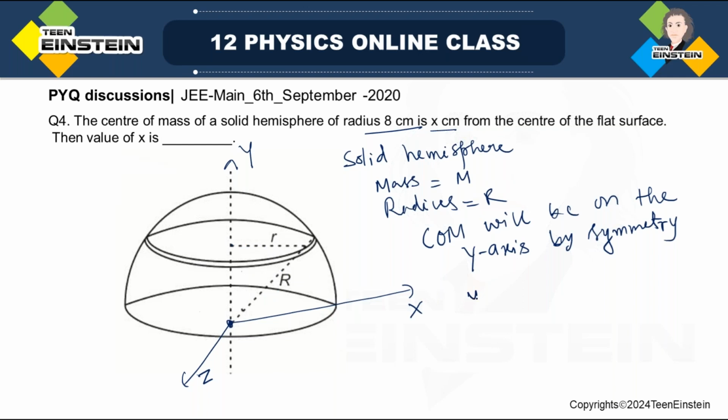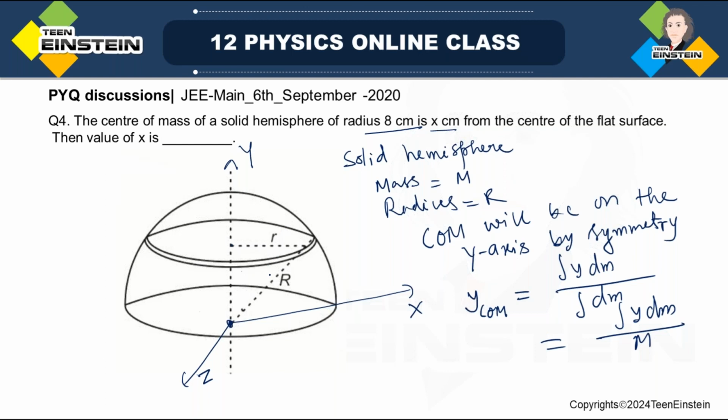But now how to find out the center of mass? If I want to find the center of mass coordinate y cm, you know the formula: y cm is equal to integration of y dm divided by integration of dm. Integration of dm is the total mass of the hemisphere, which I can write directly as capital M. So y cm is equal to integration y dm by capital M, where dm is the mass of an elementary portion.